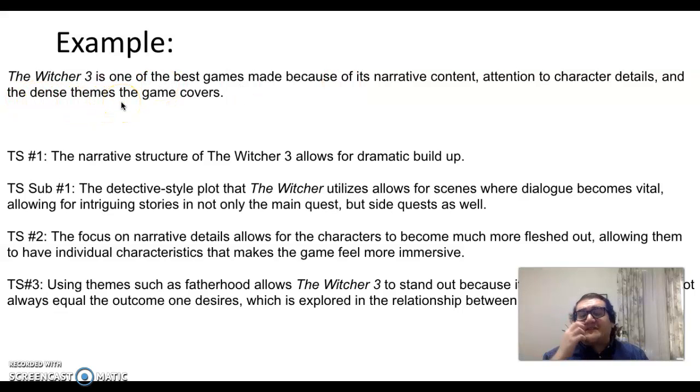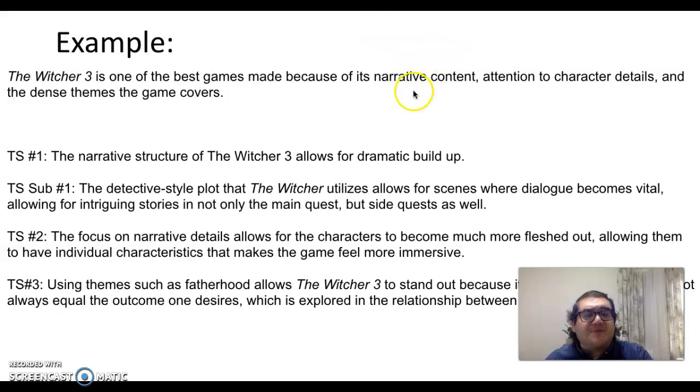So again, the thesis statement lets the reader know what your paper will be about, but we do not go into detail in the body paragraphs. And the very first sentence of each body paragraph begins with a topic sentence. Your topic sentence should be stemming from your thesis statement, more specifically the claim plus individual reason for each body paragraph. So let's look at the first topic sentence, or in other words, the first sentence for the first body paragraph. Topic sentence number 1, the narrative structure of The Witcher 3 allows for dramatic build-up.